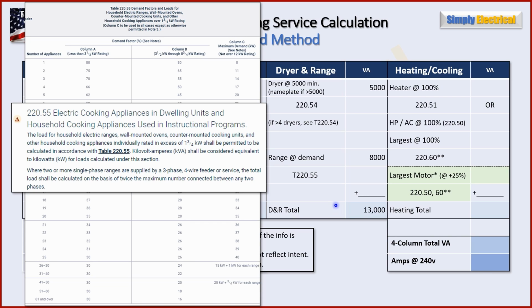Now again, just a reminder, I say range here, but that is going to include any cooktop or oven if you have them in your calculation. So just remember that. This is for any cooking appliance that's fixed in place. All right, moving on.